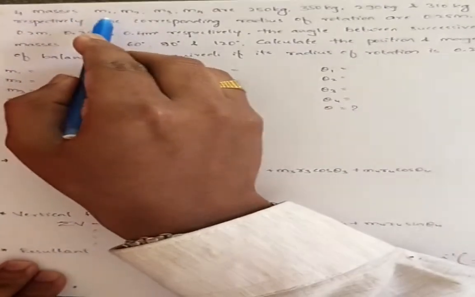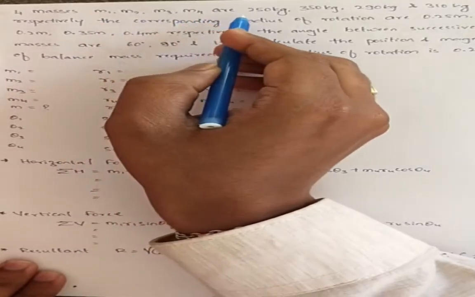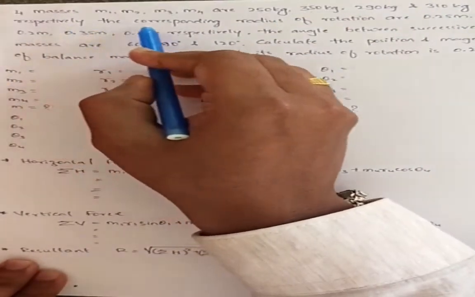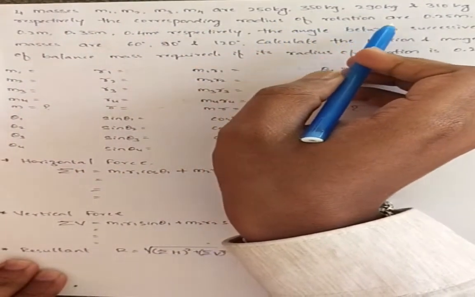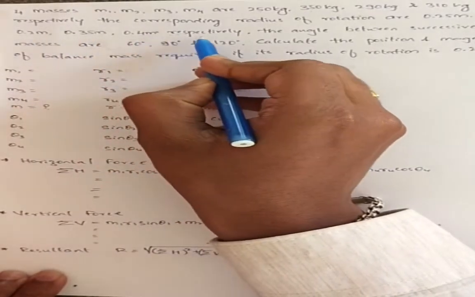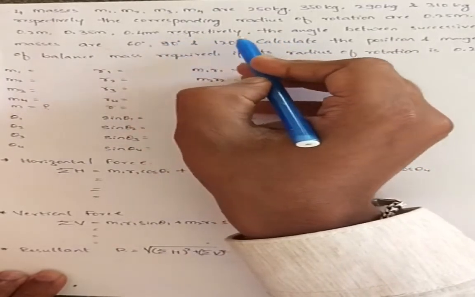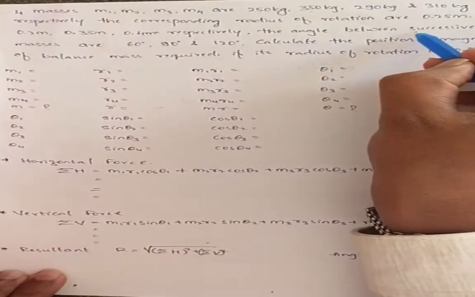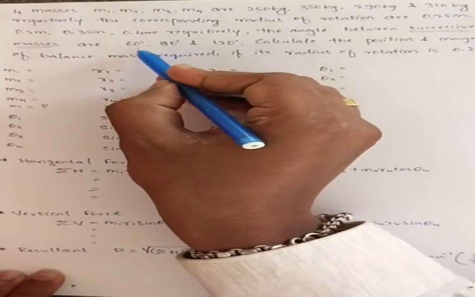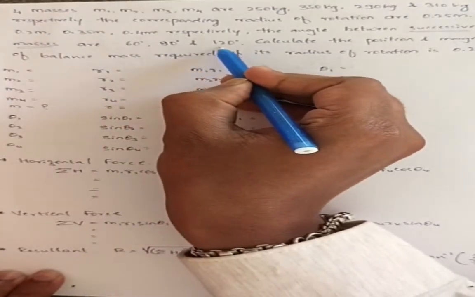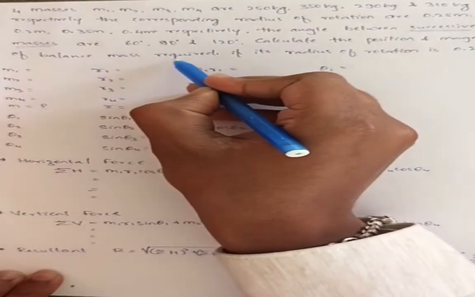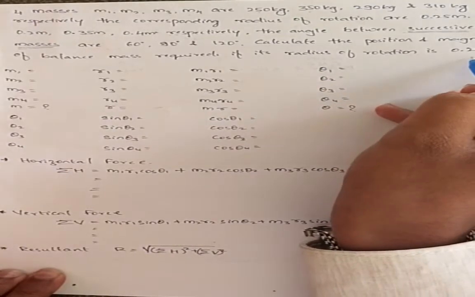Four masses M1, M2, M3 and M4 are 250 kg, 350 kg, 290 kg and 310 kg respectively. Corresponding radii of rotation are given as 0.25 meter, 0.2 meter, 0.35 and 0.4 meter respectively. They are rotating at these radii, and the angles between successive masses are 60 degree, 90 degree, 120 degree, 120 degree. Calculate the position and magnitude of the balance mass required if its radius of rotation is 0.25.